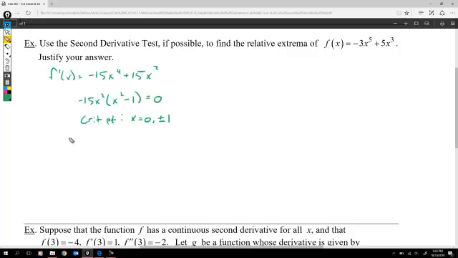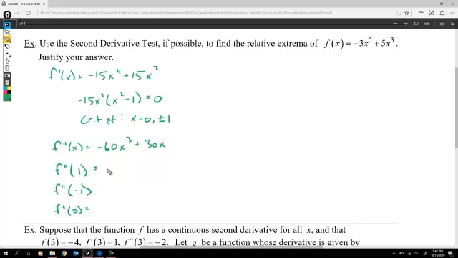Okay, so now let's take the second derivative. And so we'll end up with negative 60x to the third plus 30x. All right, and this time I'm plugging in my critical points. So instead of making a number line, I'm just plugging in what I know. So I need to find f double prime of 1, f double prime of negative 1, and f double prime of 0. Okay, I'm plugging them into my second derivative.